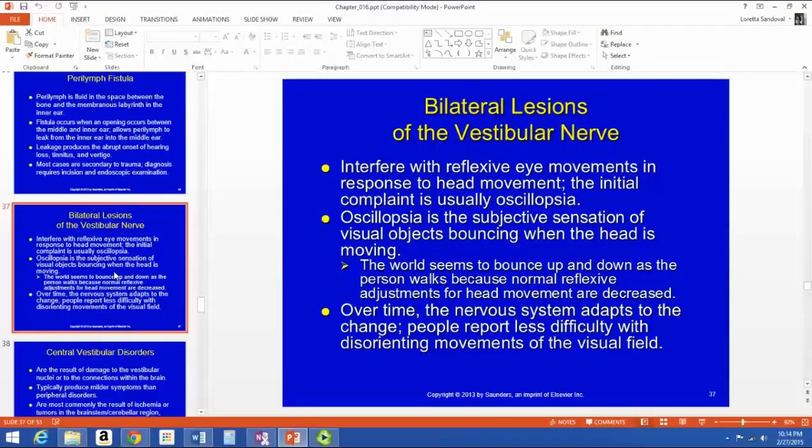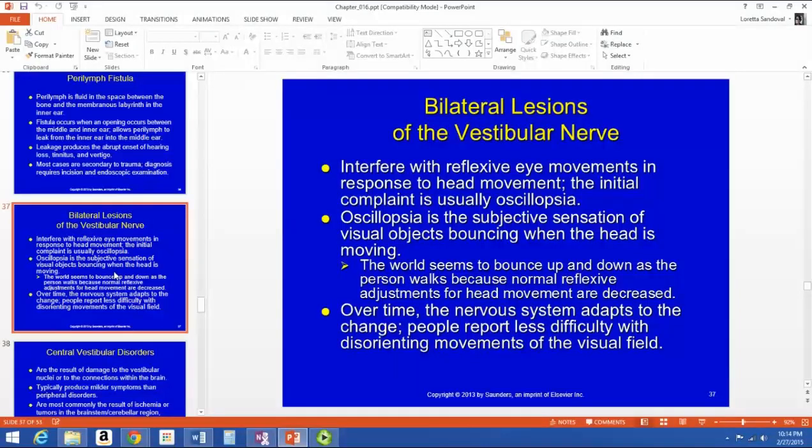So that's what I was saying. That's that cinematographer effect, where the world is bouncing side to side as a person walks or moves normally, because the normal reflexive adjustments for head movement are decreased, and so we're not able to stabilize our visual field anymore.